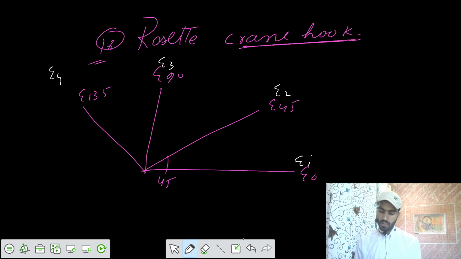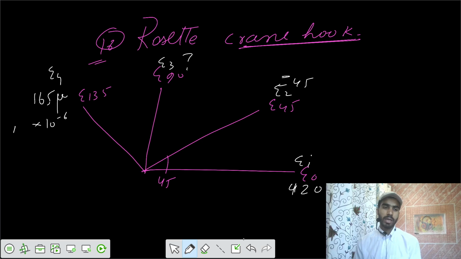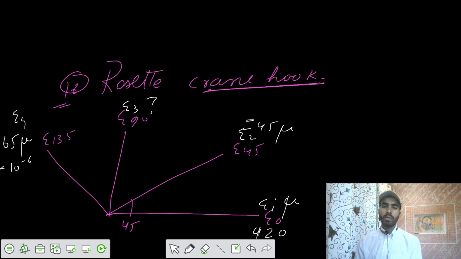The values of E1, E2, and E4 are given. E1 is 420, E2 is minus 45, E3 I don't know, and E4 is provided to you as 165, and all of those are in micron, that is 10 to the power minus 6. So you have to calculate E3.